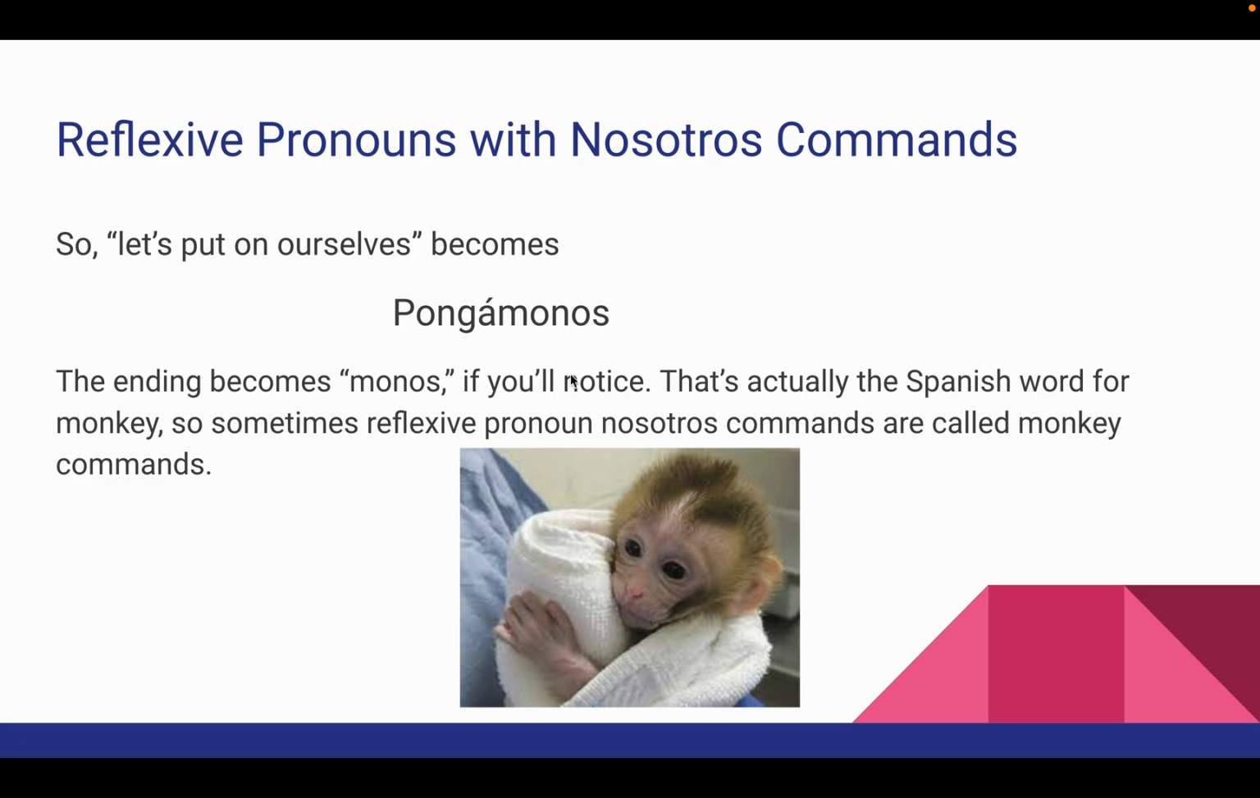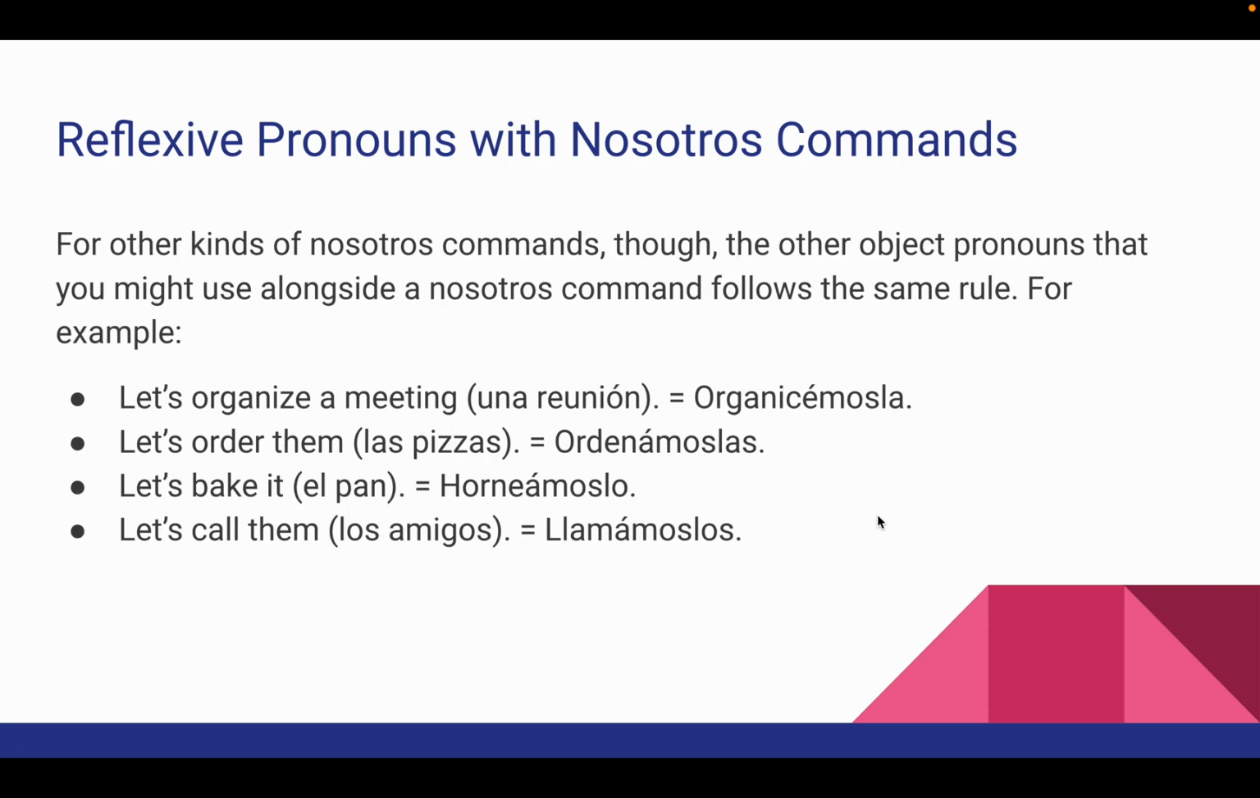So the ending becomes monos, if you'll notice, right? Instead of mosnos, monos. That's actually the Spanish word for monkey. So sometimes reflexive pronoun nosotros commands are called monkey commands. Look how cute this little baby monkey is. That can help you remember pongámonos, the monkey verbs.